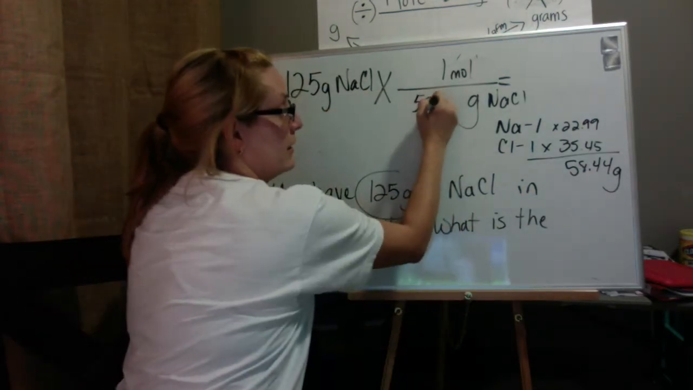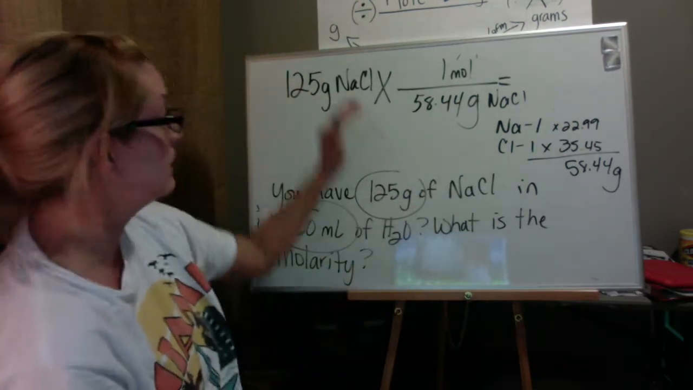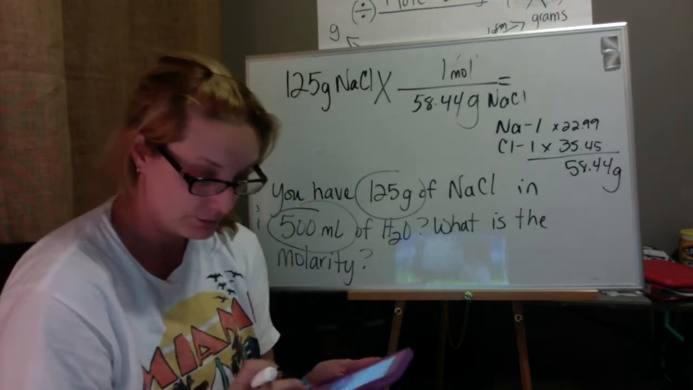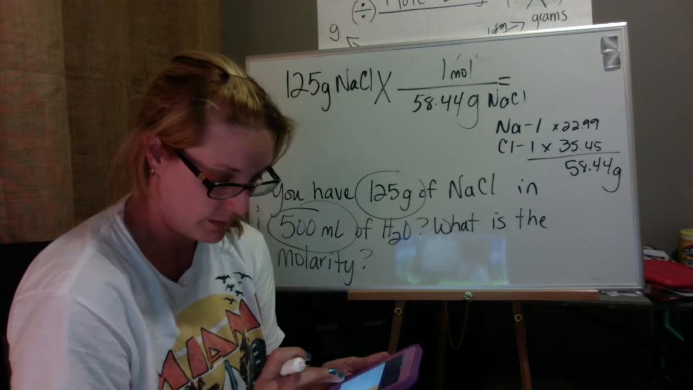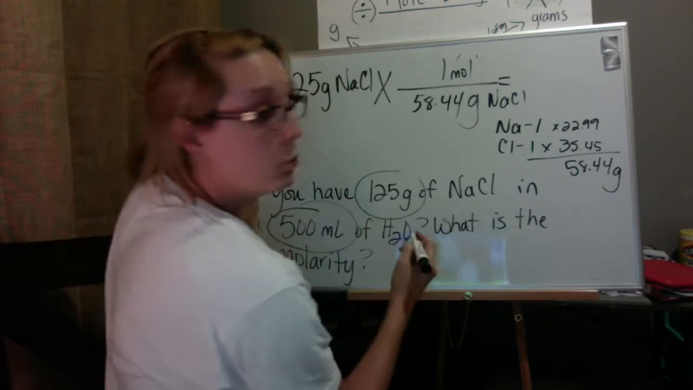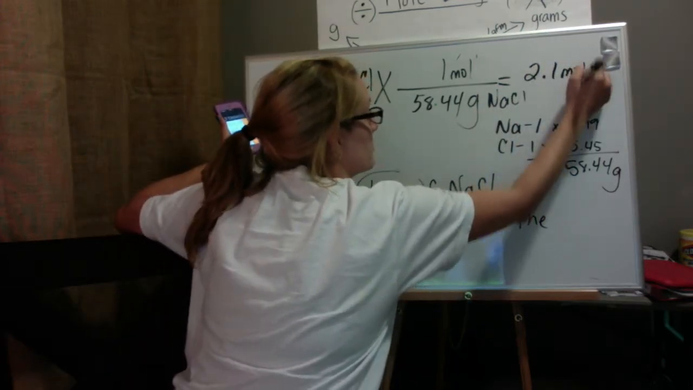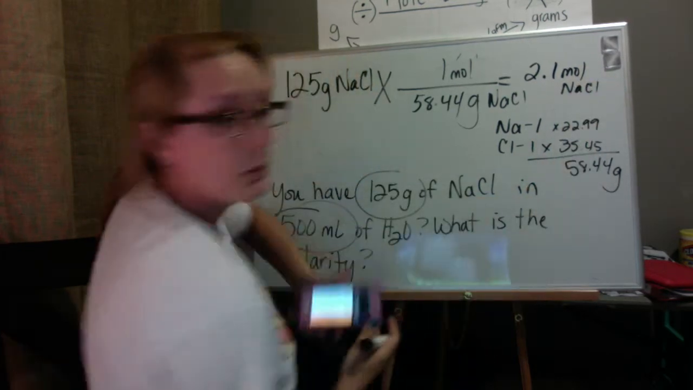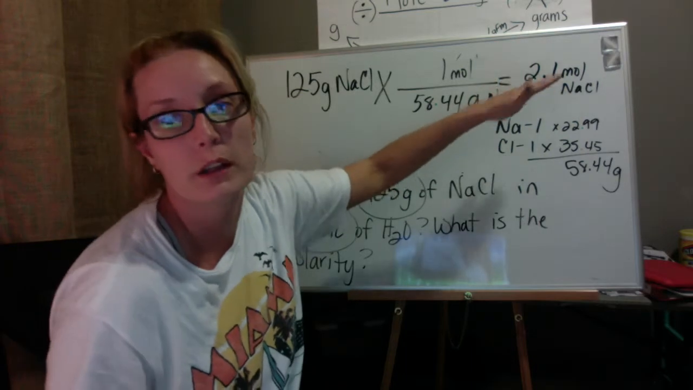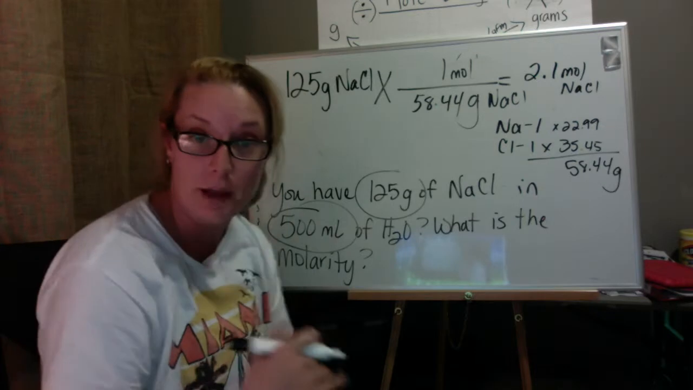So I'm going to plug my mass in here. And now I simply work that out by dividing. Anytime you're multiplying by 1 over a number, you're actually dividing. So when I work that out, I get 2.13. You can use a whole number, or you can give 1 or 2 decimals as long as you round correctly. I just stopped at 2.1 moles of NaCl. So now I have my mole amount.